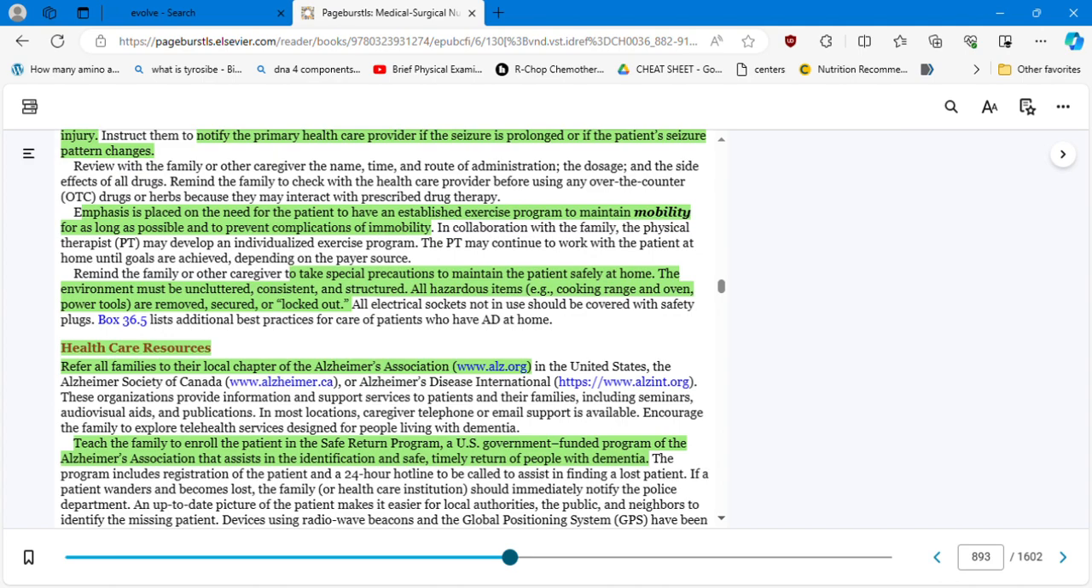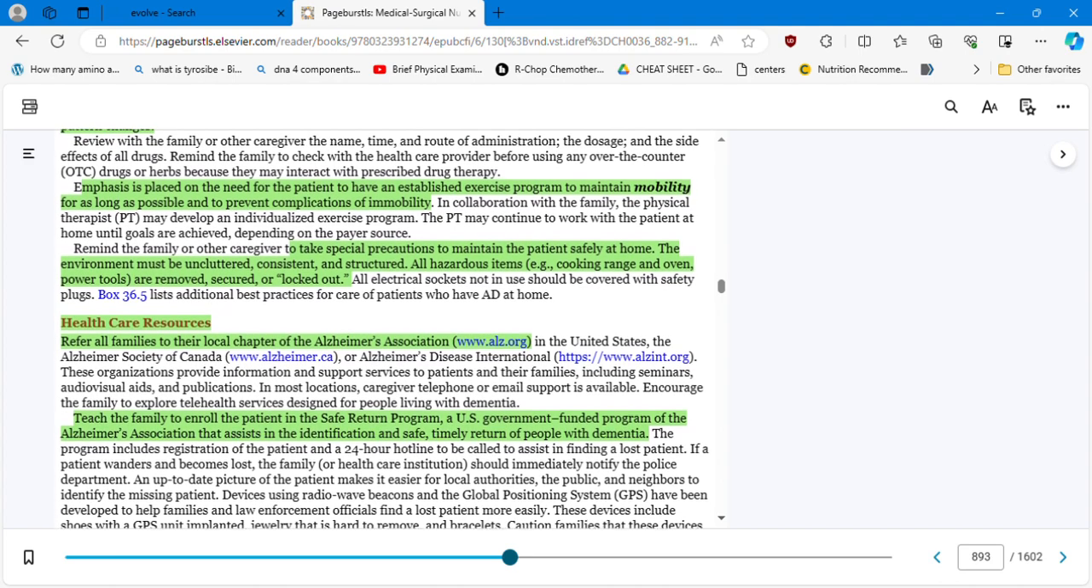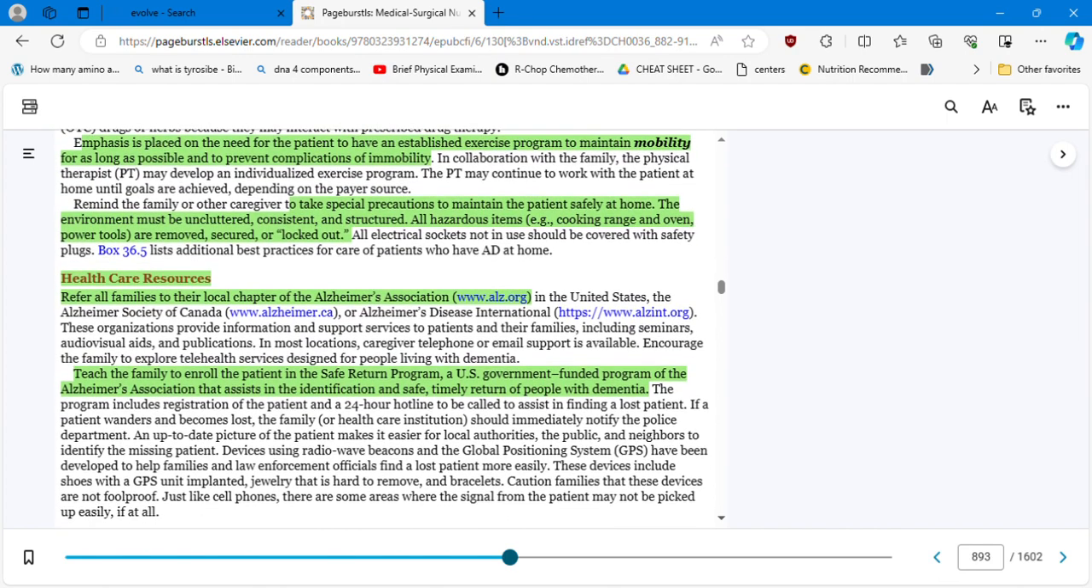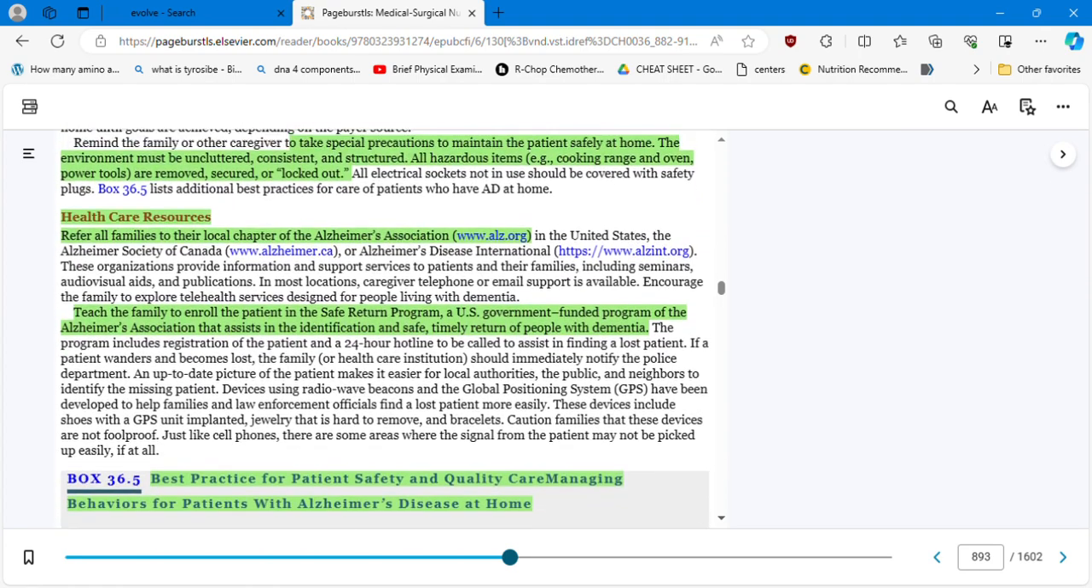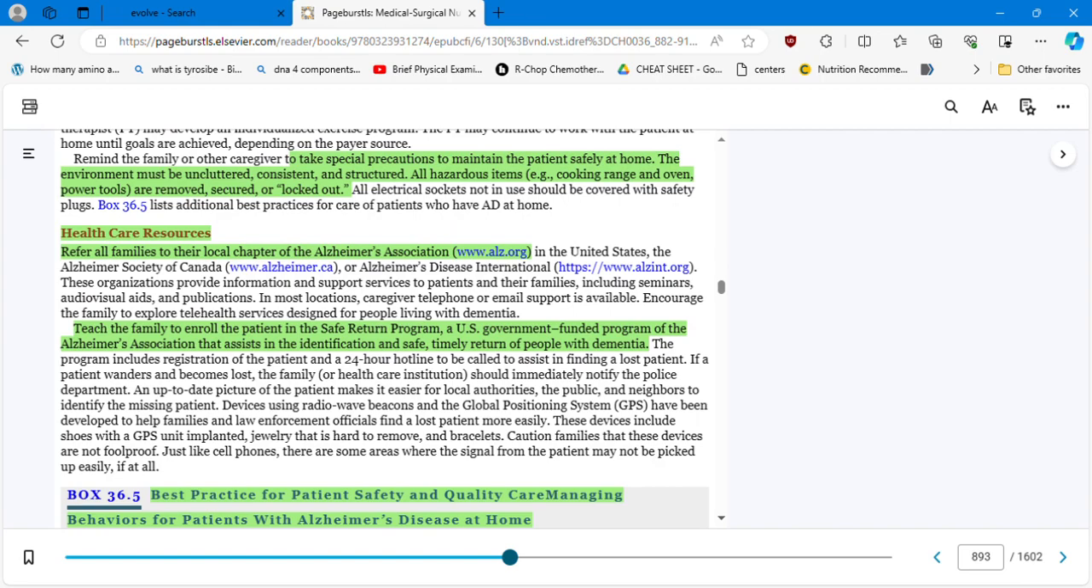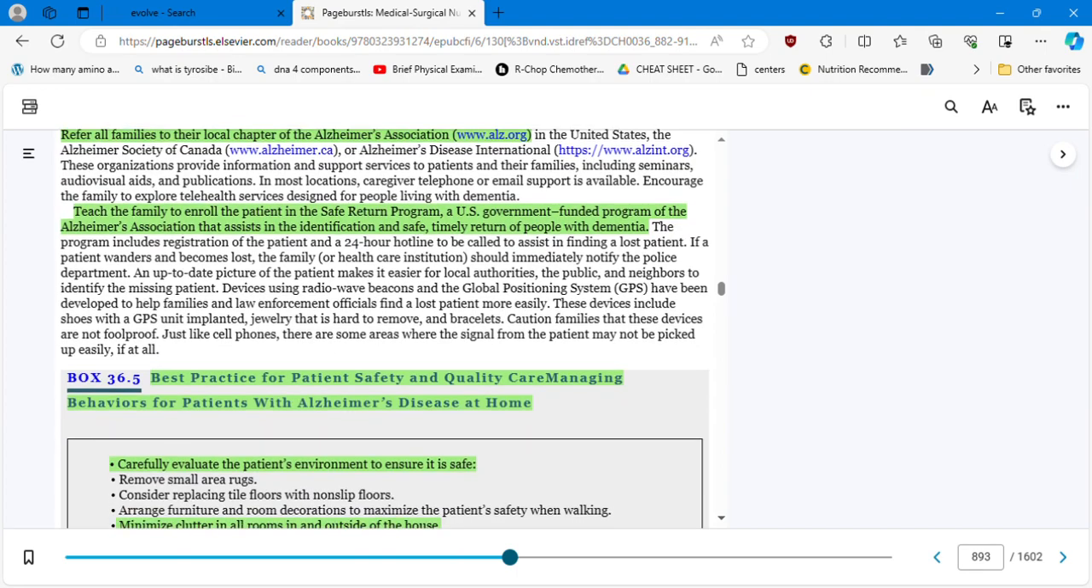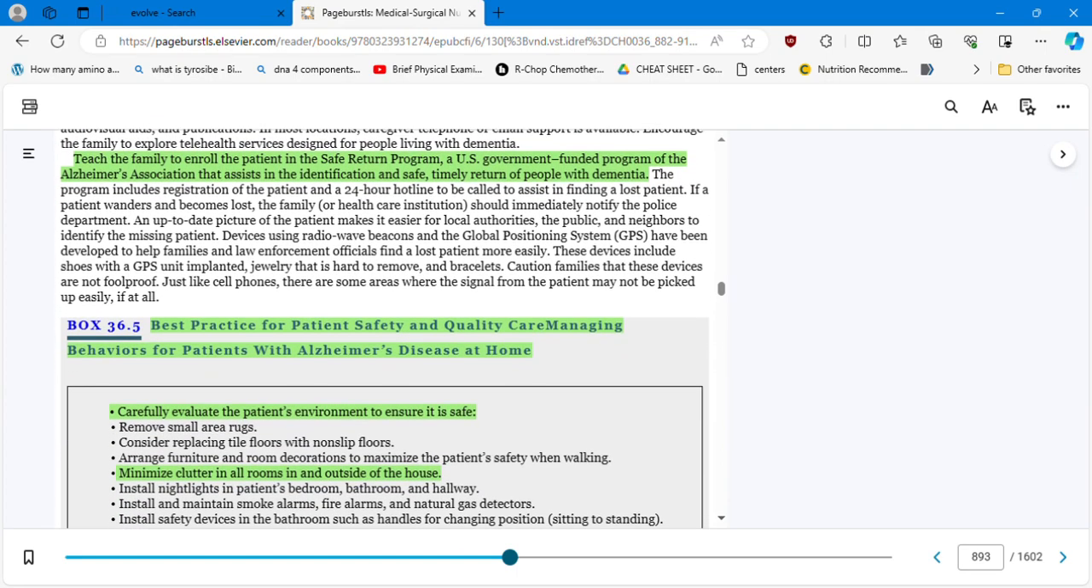The environment must be uncluttered, consistent, and structured. All hazardous items, cooking range, oven, and power tools are removed, secured, and locked out. Okay. Healthcare resources, remember and refer all families to their local chapter of the Alzheimer's Association. Teach the family to enroll the patient in the Safe Return Program, which is a U.S. government-funded program of the Alzheimer's Association that assists in the identification and safe, timely return of people with dementia.